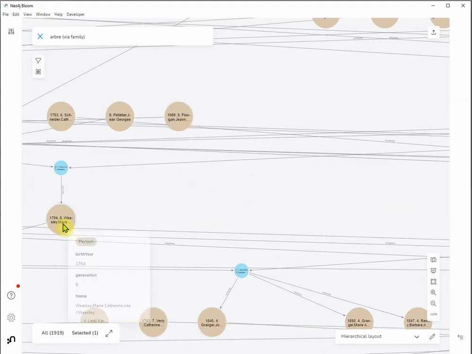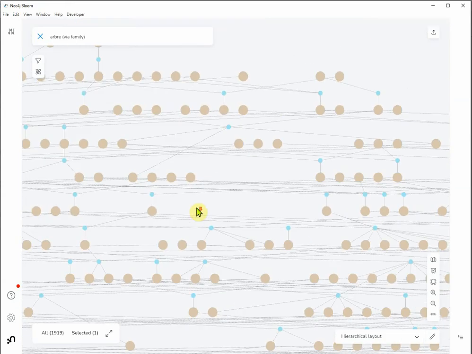So Bloom's hierarchical algorithm is not very appropriate in this case, probably due to the fact that it does not take into account the topological specificity of a genealogy graph. There's a clear distinction between vertical relations, mother, father, child, and horizontal relations, like spouse, brother, and sister.